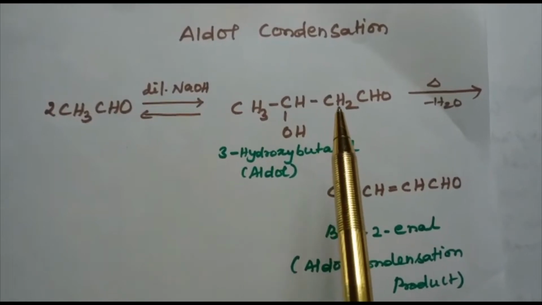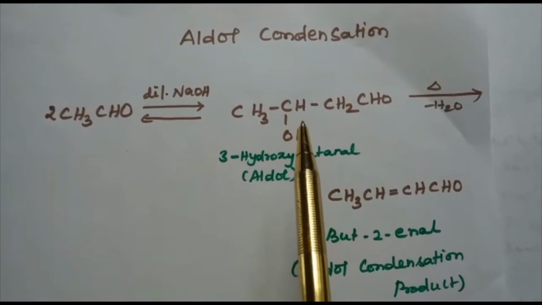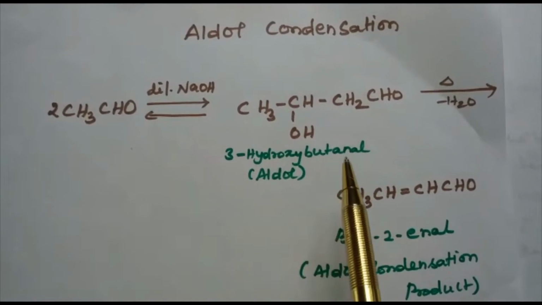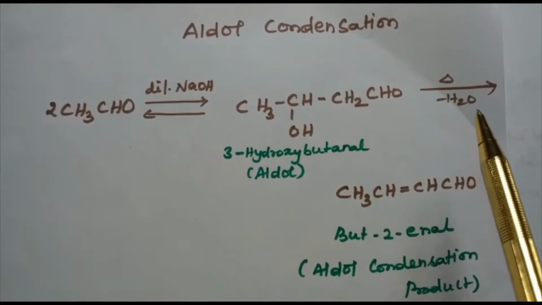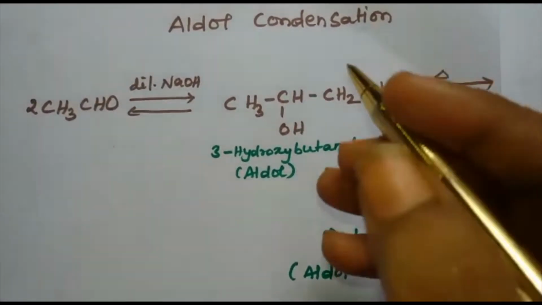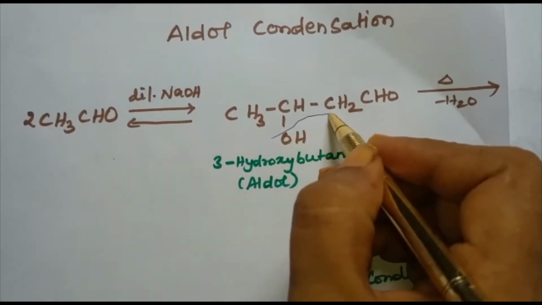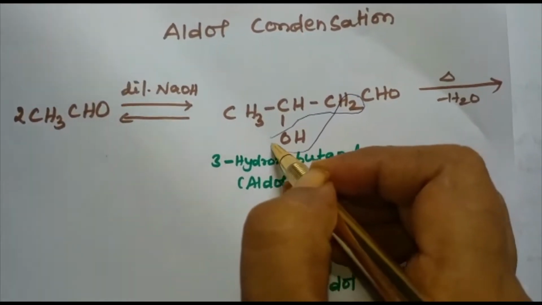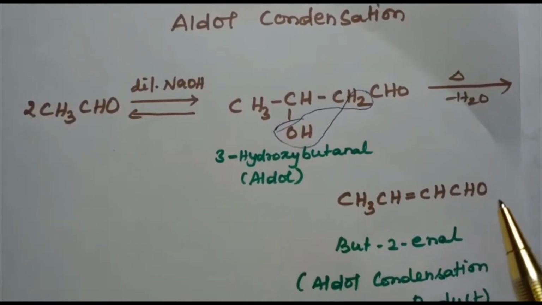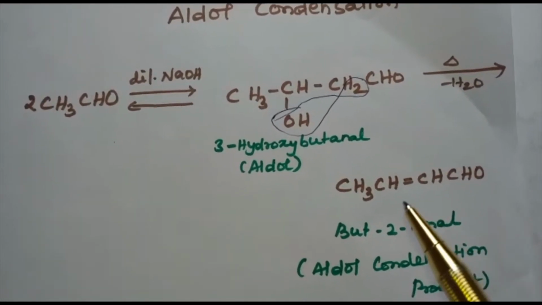The alpha carbon atom of one aldehyde molecule joins with the carbonyl carbon of the other molecule. The product is found to be a beta hydroxy carbonyl compound. This on heating gives alpha beta unsaturated aldehyde or ketone. Here what happens when you heat this? It loses a water molecule. Therefore, we are having this compound CH3, CH double bond CH, CHO, which is nothing but butylenol. This is the aldol condensation product.